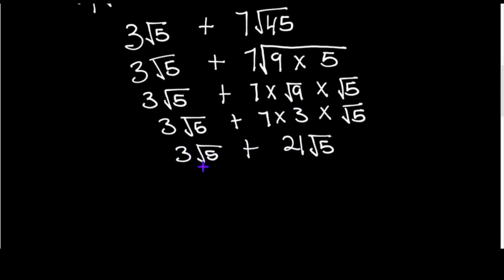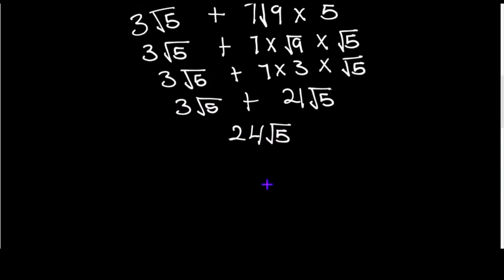Now that they have the same radical, that is equal radicals, we can easily add the coefficients, that is 3 and 21. So 3 plus 21 gives us 24 square root 5.